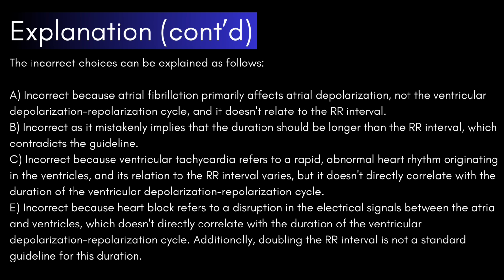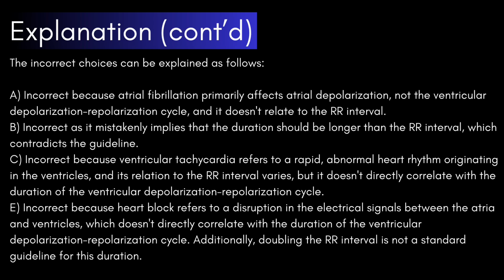A, incorrect because atrial fibrillation primarily affects atrial depolarization, not the ventricular depolarization-repolarization cycle, and it doesn't relate to the RR interval. B, incorrect as it mistakenly implies that the duration should be longer than the RR interval, which contradicts the guideline. C, incorrect because ventricular tachycardia refers to a rapid abnormal heart rhythm originating in the ventricles, and its relation to the RR interval varies, but it doesn't directly correlate with the duration of the ventricular depolarization-repolarization cycle.